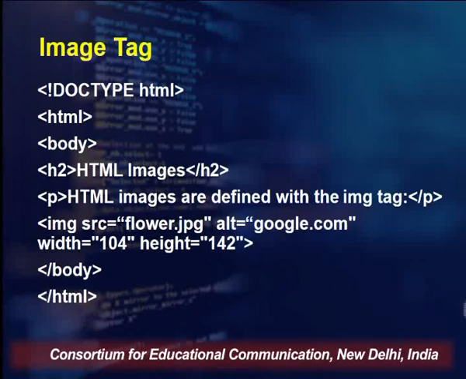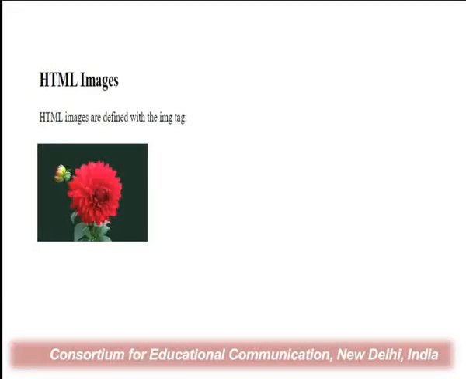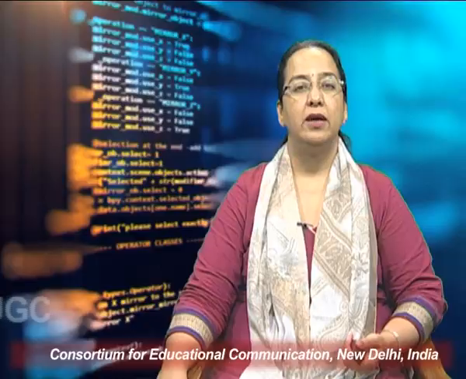Now let's see the output. Here is the output: HTML images, the text in H2, then "HTML images are defined with the img tag", which is the text in the paragraph, and there you have flower.jpg along with the specified height and width. Now as flower.jpg has been found, there is no need for the alt text. The alt text is there only when the system is unable to find your designated image file.